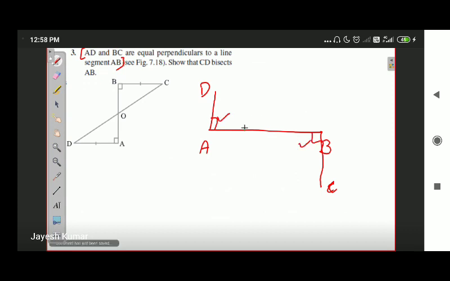There is a line AB. Okay. So on line AB, there are two perpendiculars. One is AD and one is BC. And the question is saying that these two perpendiculars, perpendicular means this angle and this angle are 90 degrees. And the question is also saying that these two perpendiculars are equal in length. That is the mixed statement that is given to us here.